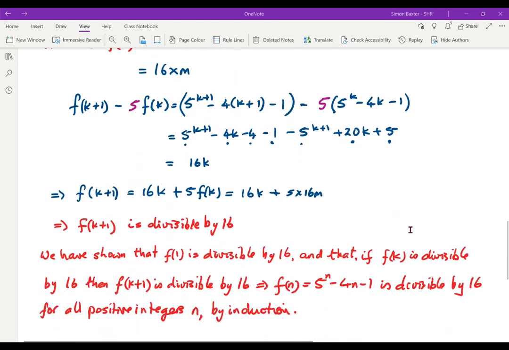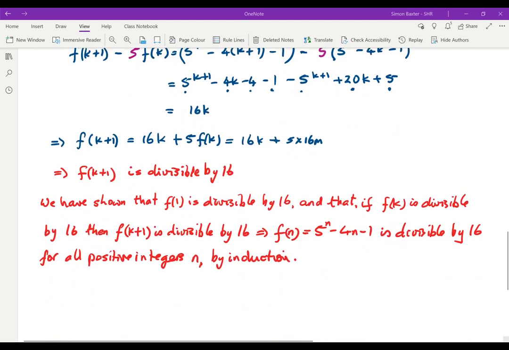Then I expect to see you summarize it in the way that I've summarized it here. We've shown that f1 is divisible by 16, and that if fk is divisible by 16, then fk plus 1 will be divisible by 16. Therefore, fn, which is 5 to the n minus 4n minus 1, is divisible by 16 for all positive integers n by induction. You must write out the full proof. All the bits in red are essential.